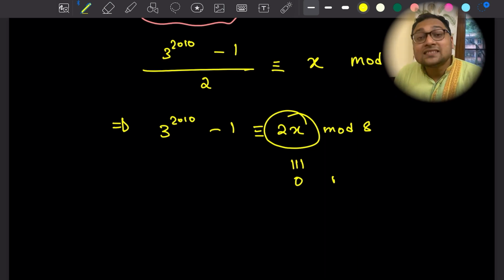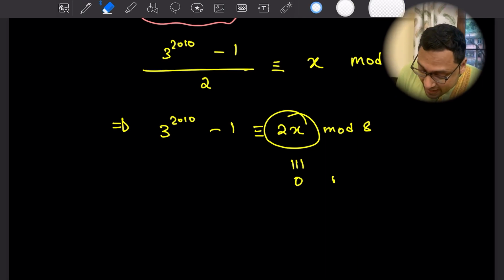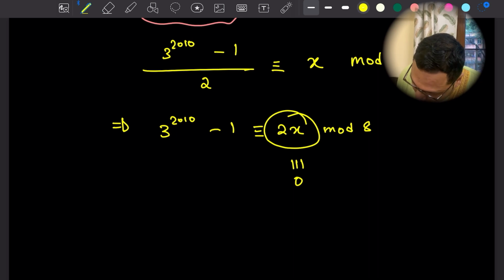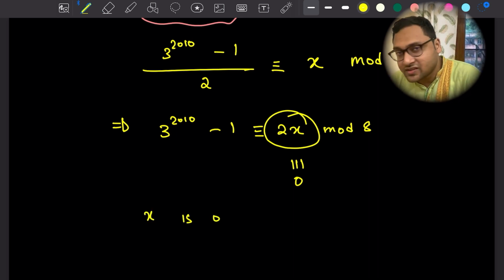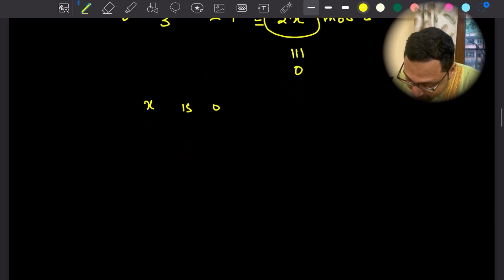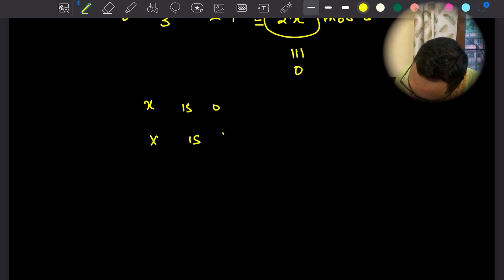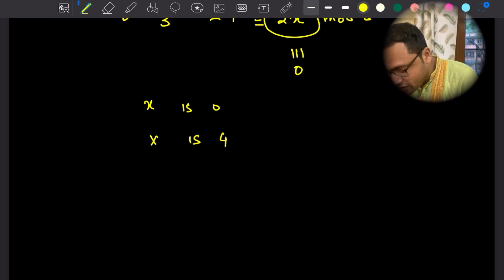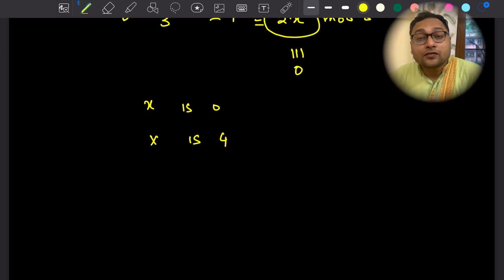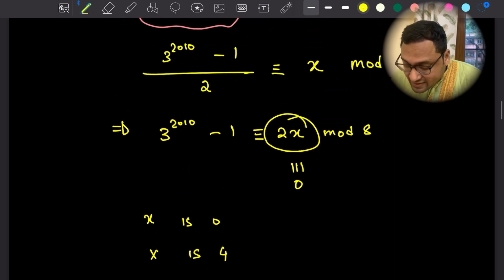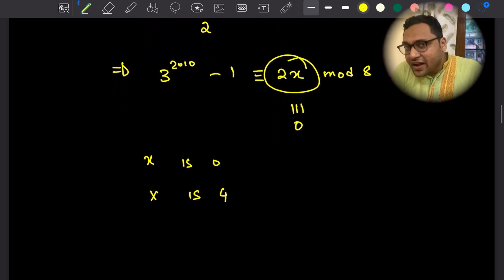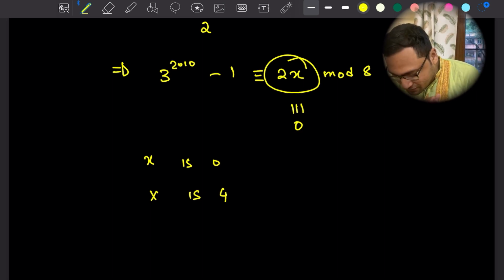So what is the value of x? x could be either 0, okay, if x is 0 then 2x is 0, or x is 4. If x is 4, 2x is 8, so x could be 4. In either of those two situations, we don't get a definite value of x, but we get a sort of ballpark value of x, okay?